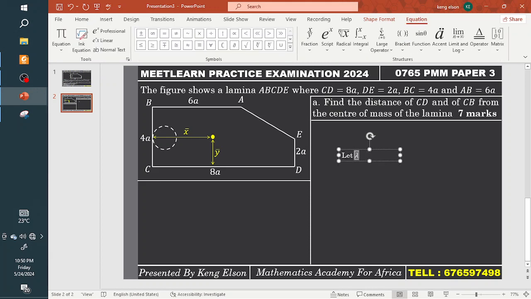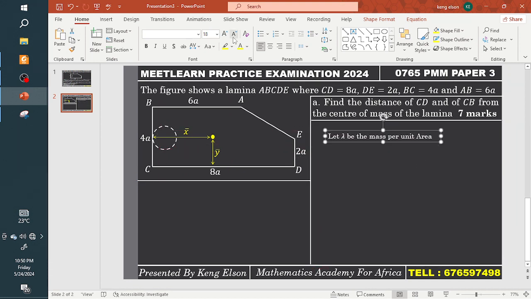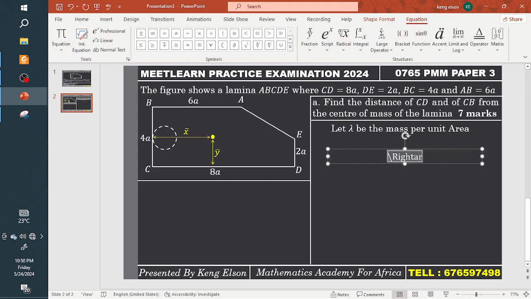Let lambda be the mass per unit area. So I'm going to do that. I don't know where I will put it. Anyways, let's take it to 24 first of all. Let lambda be the mass per unit area. After doing that, I'll write what it means. This means that lambda is equal to the mass over the area. If I do m over a and I do this, you see it takes a lot of space, so I can just put m over a and allow it like that. Okay, it means that lambda is equal to this, which means that the mass is equal to lambda a.